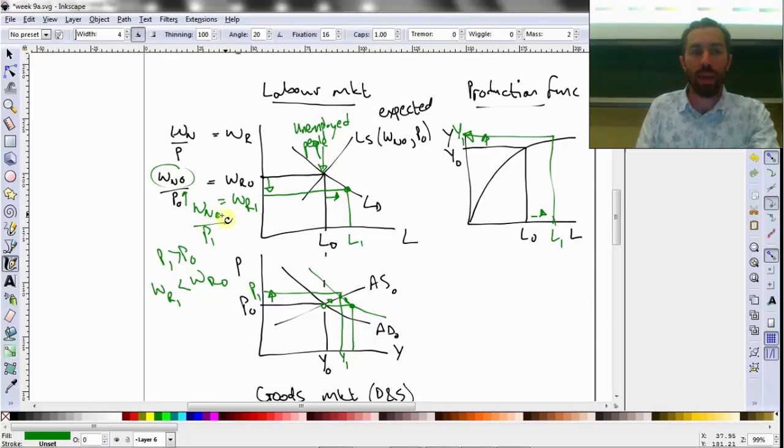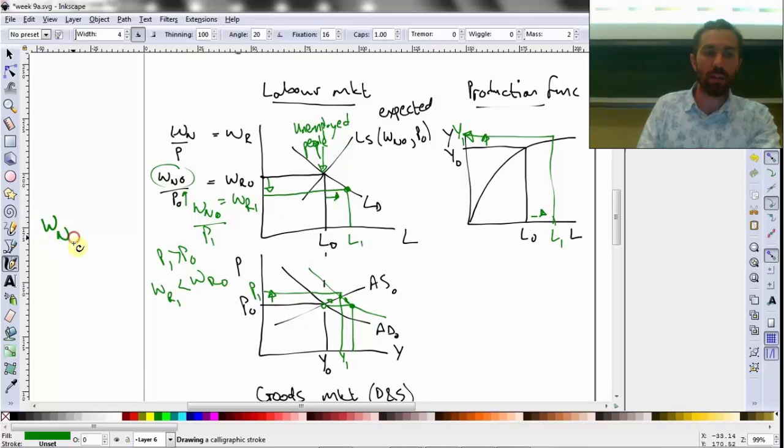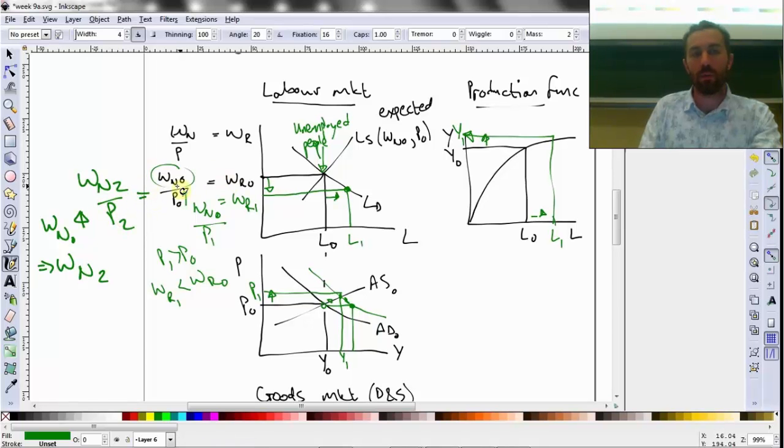So nominal wages start increasing. So when WN0 starts increasing, and we increase it to say WN2, where does WN2 put us? Well, nominal wages will increase until real wages are restored. In other words, as nominal wages increase, so real wages increase.